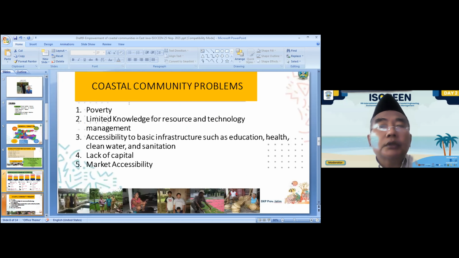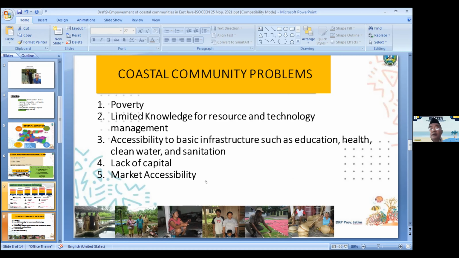Next, I want to show the coastal community problems. There are at least five problems. Poverty, which in Jawa Timur is, I think, higher than the level in Indonesia. Second, limited knowledge for resource and technology management. Third, accessibility to basic infrastructure such as education, health, clean water, and sanitation. Fourth, lack of capital. And fifth, market accessibility is not enough.